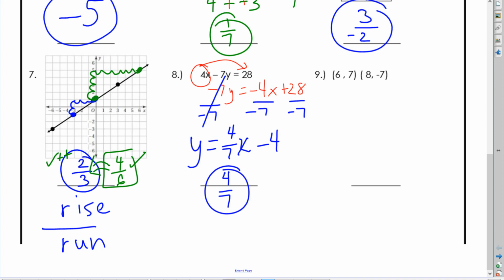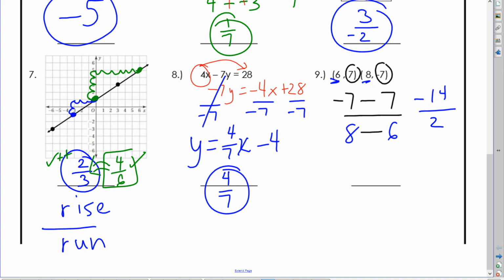So for question number 9, I'm going to use my y minus y, so these are my y's, -7 minus 7, and these are my x's, 8 minus 6. So this is -14, and this is 2. -14 over 2 is the answer, but -7 is better.